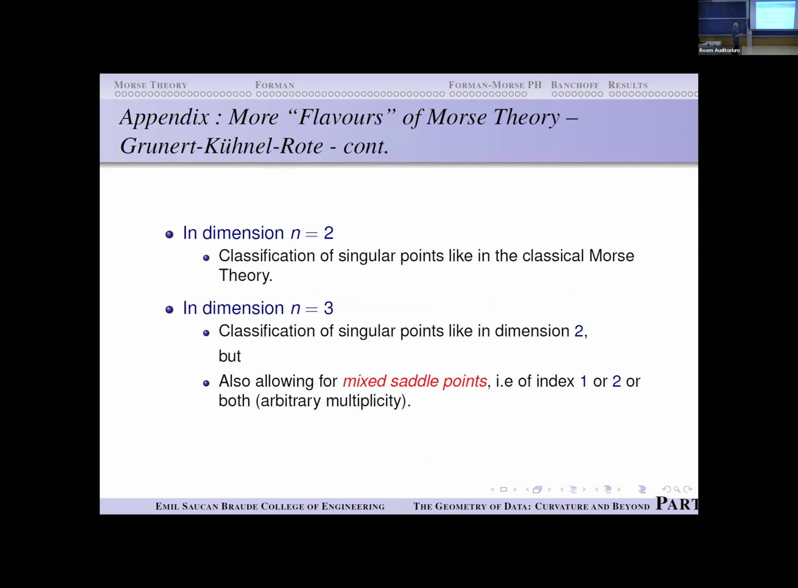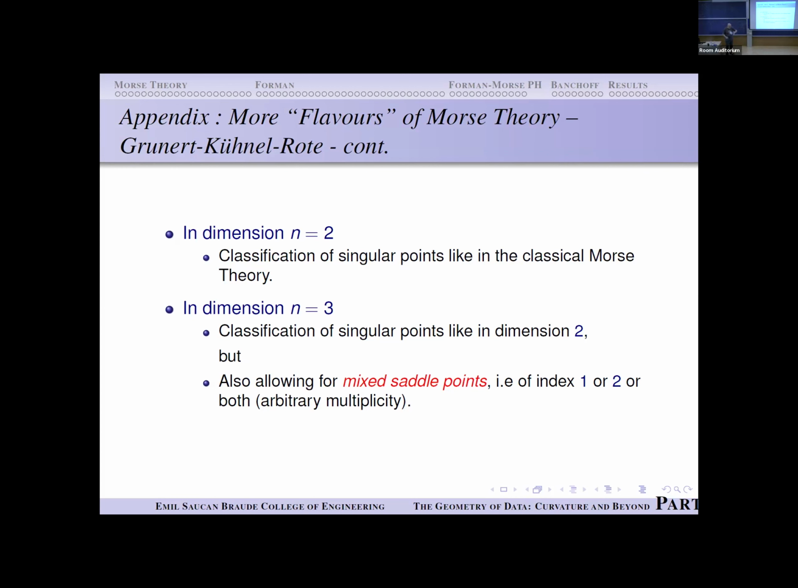This new approach is the same in dimension 2. And when I say the same, it's like classical Morse, like high school stuff. In dimension 3, which, by the way, by now we know that dimensions 2 and 3 are all we can hope to do really in practice, it's like in dimension 2. But you also have a new type of critical points, which are of mixed types.